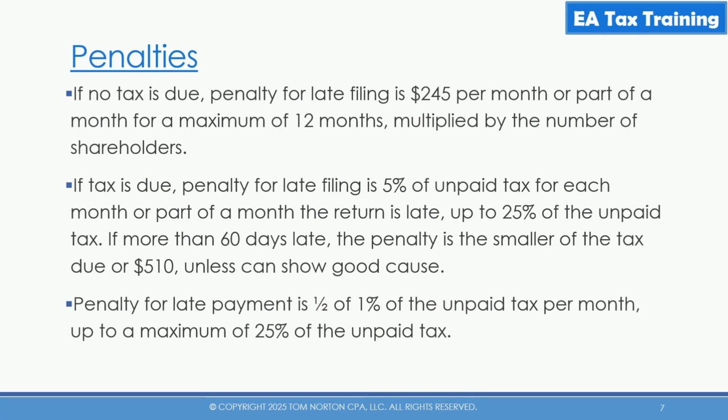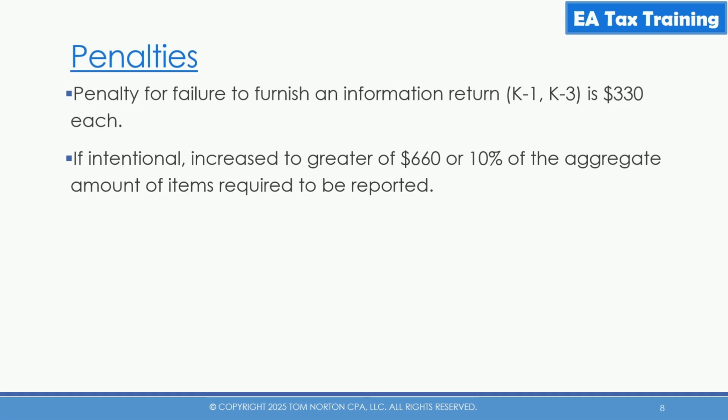And the penalty for late payment is 0.5% of the unpaid tax per month, up to that maximum of 25% of the unpaid tax. Also, like the partnership, there is a penalty for failure to furnish the information returns, the K1s and the K3s. It is $330 each, unless it is intentional, in which case it is $660 or 10% of the aggregate amount of items required to be reported on the K1 or the K3.